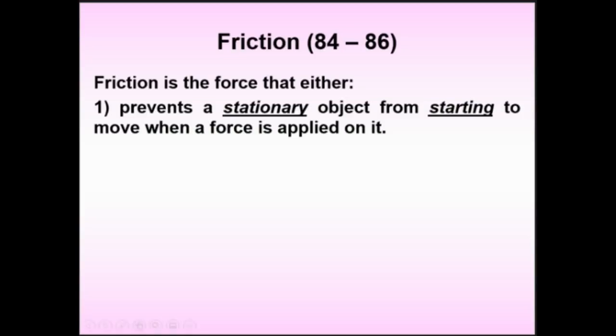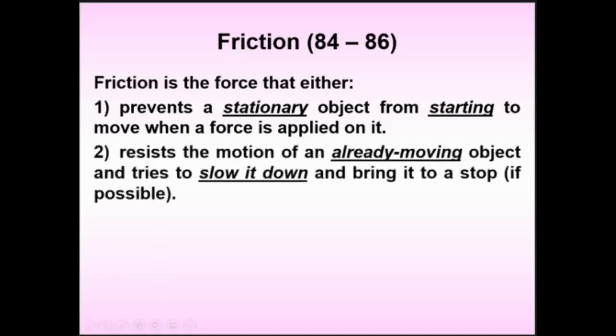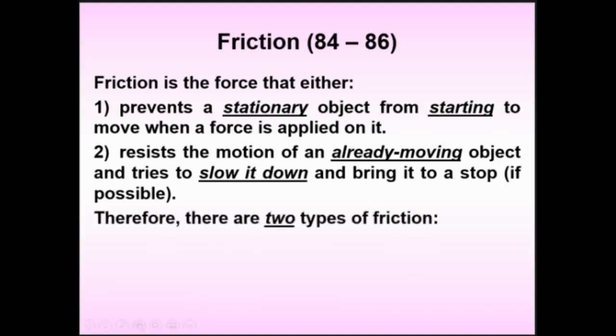So that's one kind. The other kind acts on an already moving object, and definitely tries to slow it down. And if it could, it brings it to a complete stop. So that's basically why we have two kinds of friction, because it depends what kind of situation we are trying to change. Are we trying to change a stationary situation, or a situation where motion has already been happening before we start to change it? Because of that, we have two types of friction.